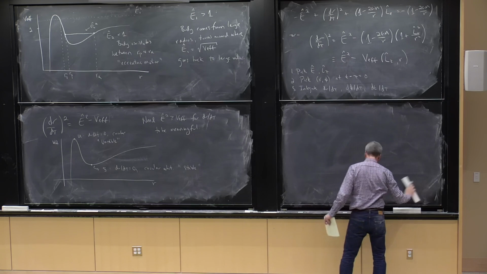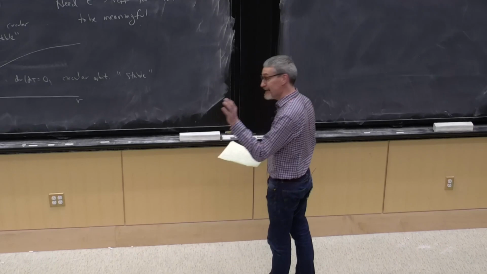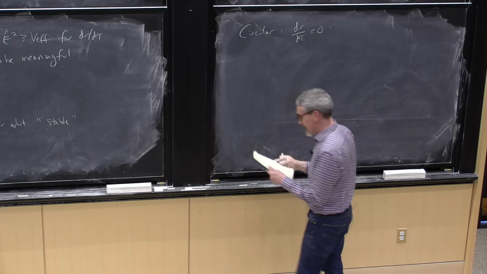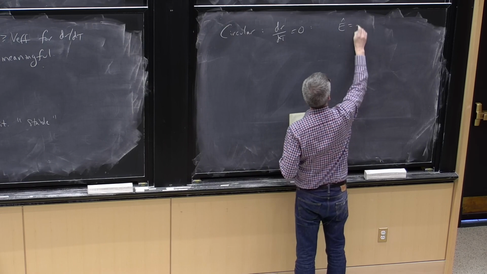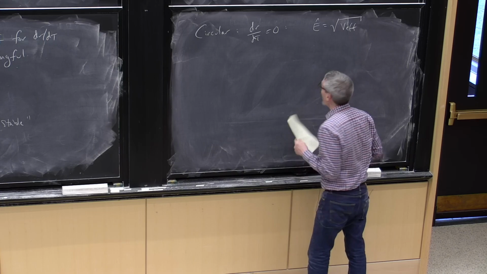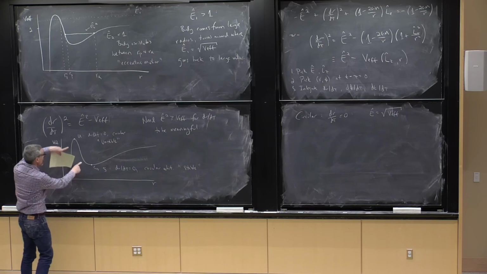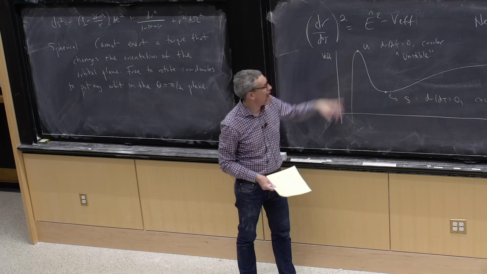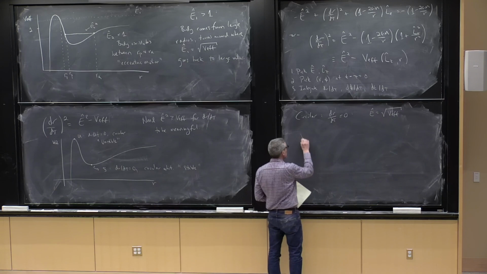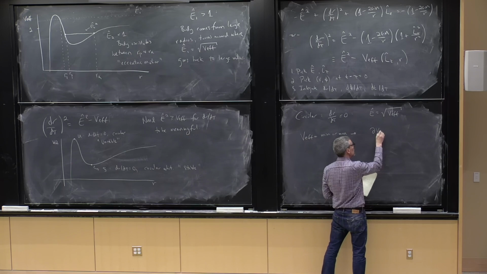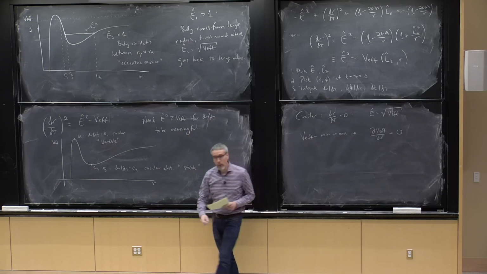So the very definition of a circular orbit is that dr d tau be equal to 0. Its radius does not change. If dr d tau equals 0, then it must have e hat equal the square root of v effective. Okay? Both of these orbits happen to live at either a minimum or a maximum of this potential curve. So I'm going to require that the partial derivative of that potential with respect to R be equal to 0.